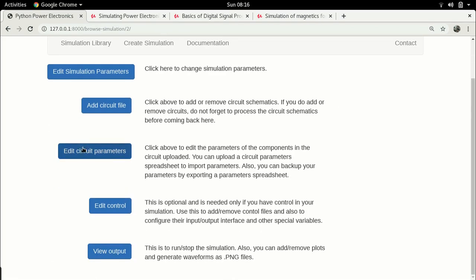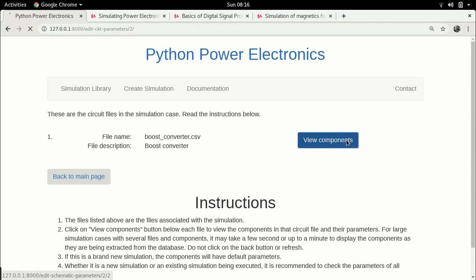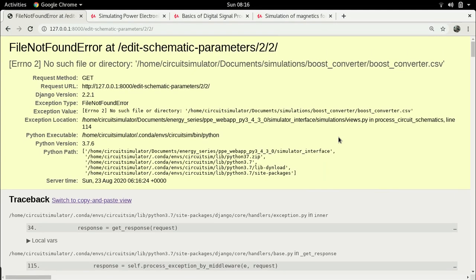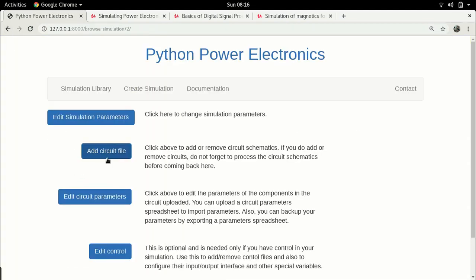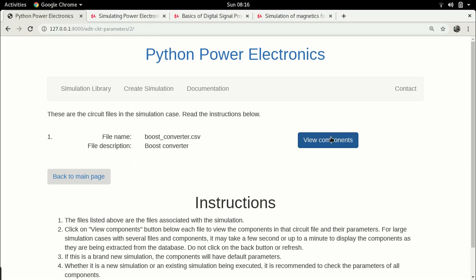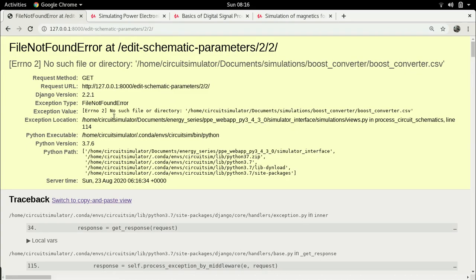I could just go back to the main page, edit circuit parameters. Let's go and see what the parameters are. I think I know what happened with the error here. Let me just show you the error so that you know what happens. You see, the error here means no such file or directory.